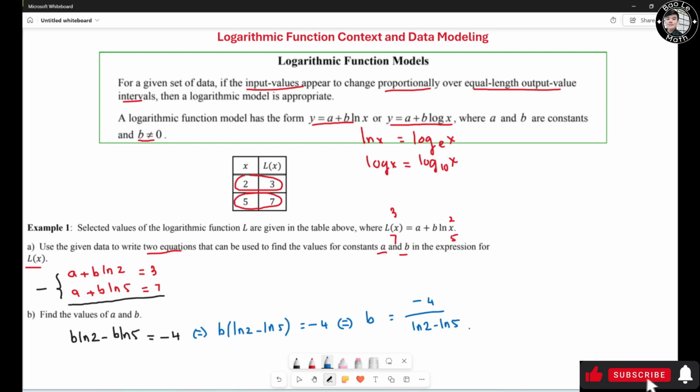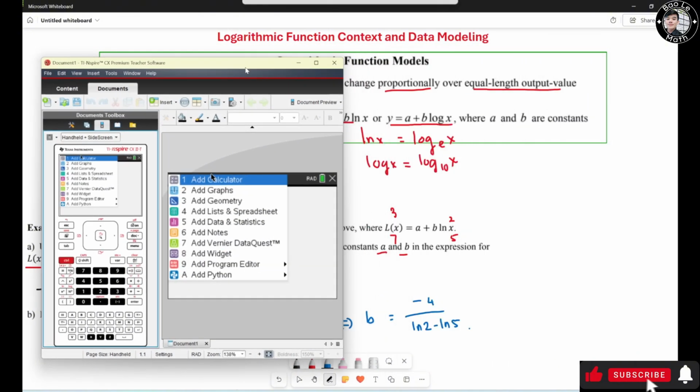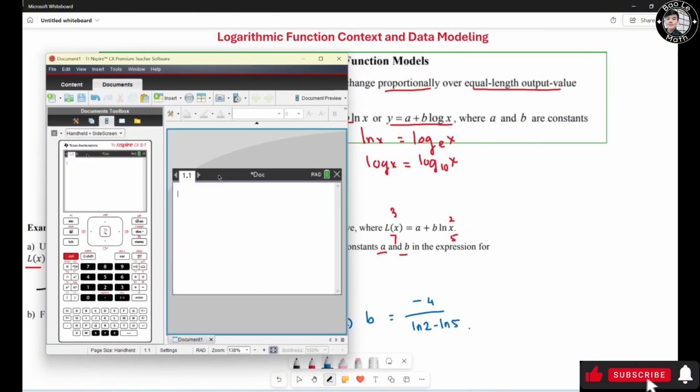Now we're going to pull up the calculator to calculate the value of b, right? So we're going to hit the calculator and we have negative 4 divided by parentheses natural log of 2 minus natural log of 5. And then you just hit enter, right? So it gives you the exact form right here.